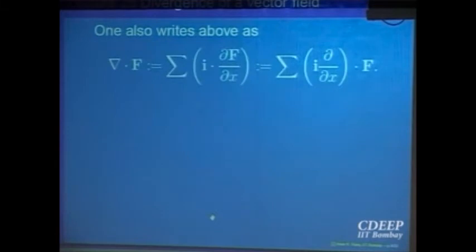Another way of representing the divergence is the following. We can write also this as a summation, because there are three terms, right? So we will also write it as summation i dot del f by del x, or it is also written as the operator is taken inside, summation i del by del x dot F. So this is another way of writing the divergence of a vector field. So let us look at some properties of this divergence. How does divergence behave with respect to addition of scalar fields, scalar multiple of scalar fields, and so on.